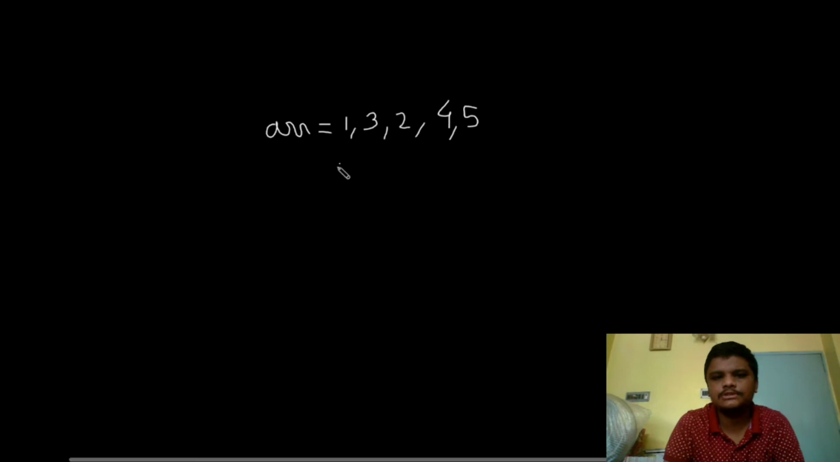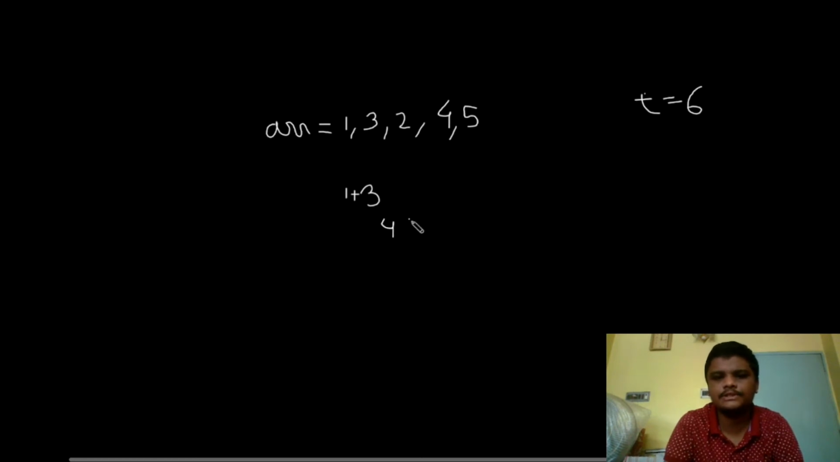Now let's say that the target element is 6, right? So what we can do is start from 1. Then we will be having 1 plus 3. If we sum 1 plus 3, it is 4, right?